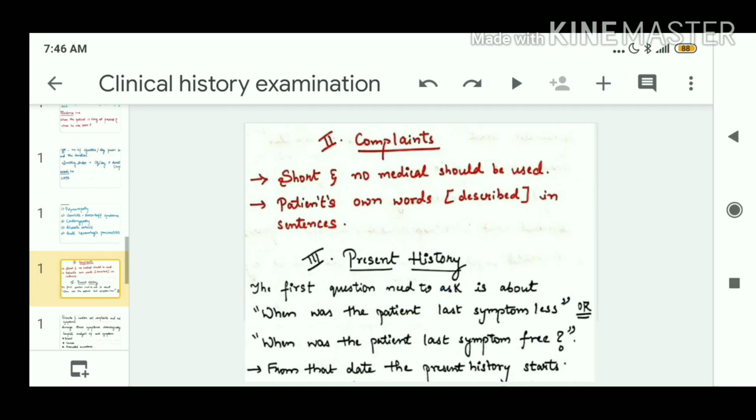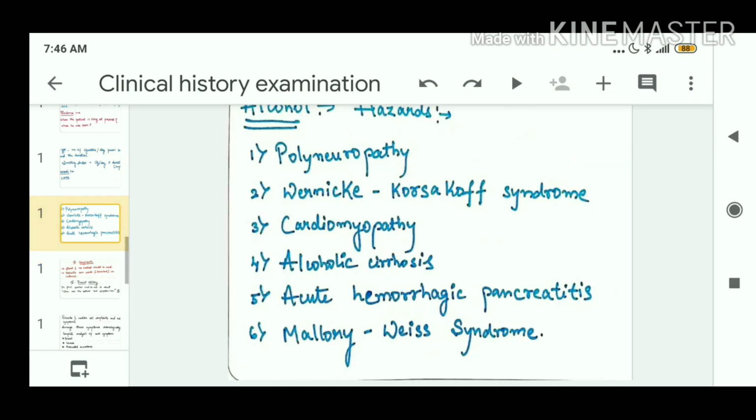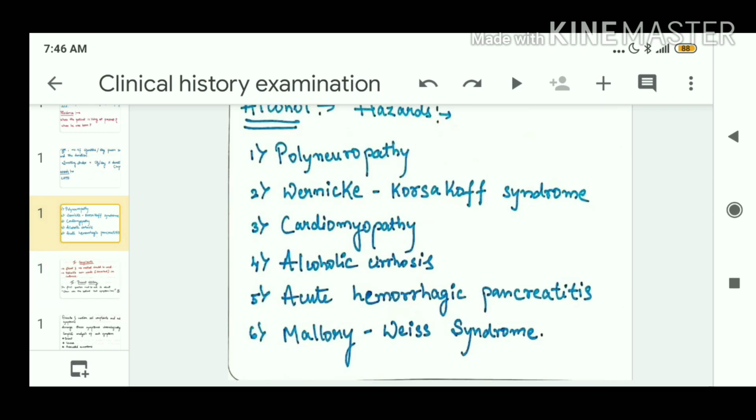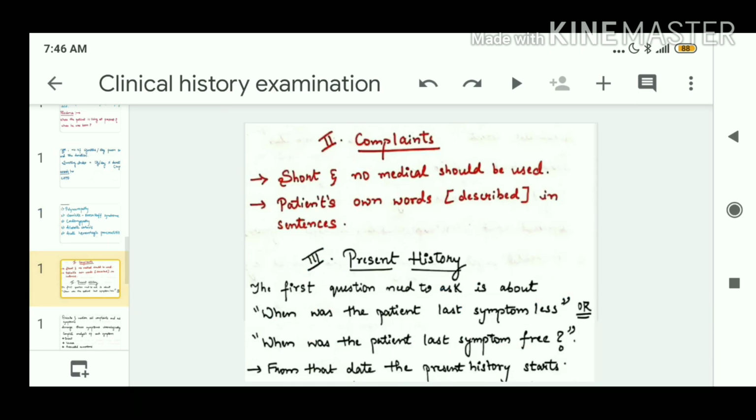For example, if the patient has alcoholic cirrhosis, then he will describe some symptoms. He can't directly tell you that he is having alcoholic cirrhosis, neither can you tell him, hey, you have alcoholic cirrhosis, polyneuropathy, acute hemorrhagic pancreatitis, something like that. He will not understand. So first of all, try to take chief complaints shortly and no medical terms should be used. It should always be in the patient's own language, described in sentences in the patient's own words itself.